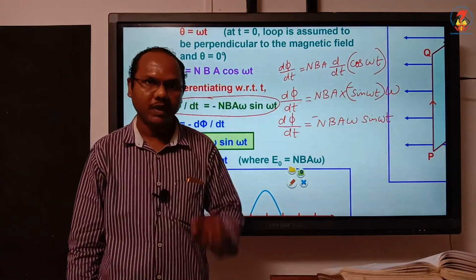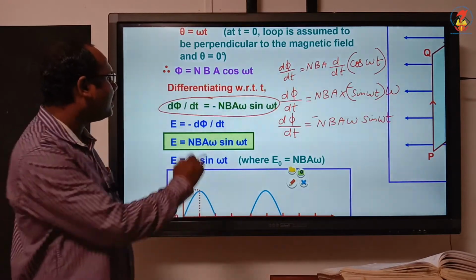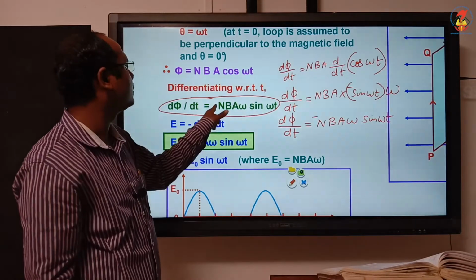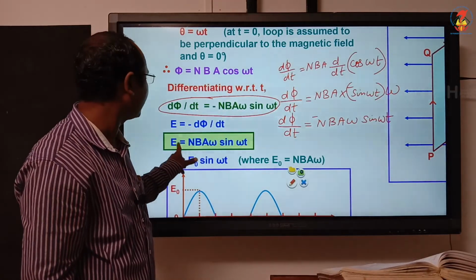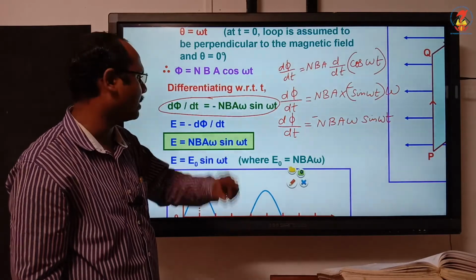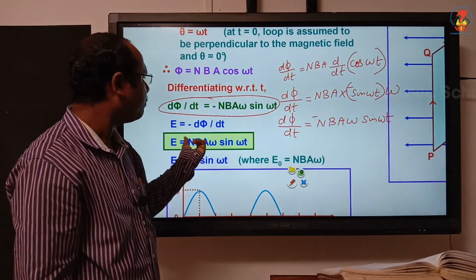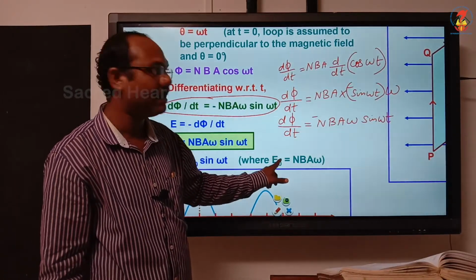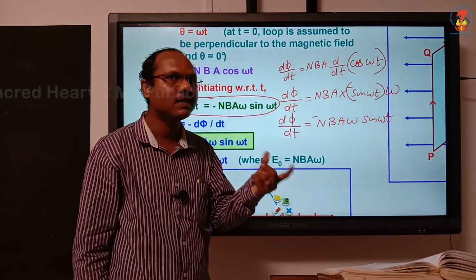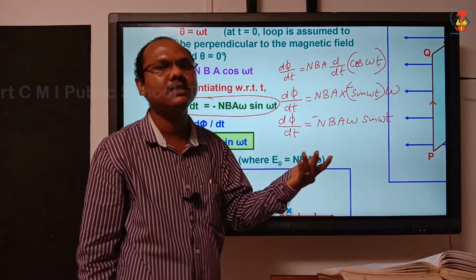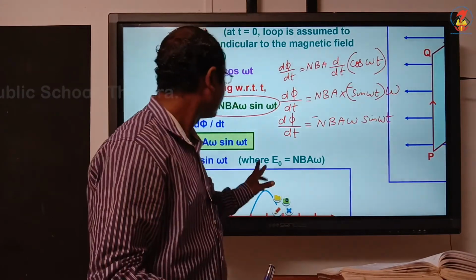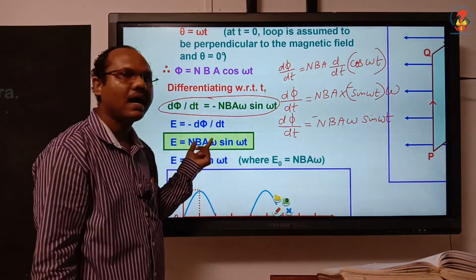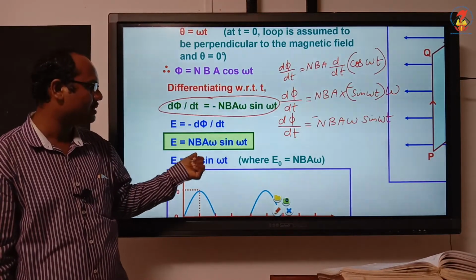Okay. Now E is equal to induced EMF, E is equal to minus of d phi by dt. Then this minus sign will go and you will get the answer as E is equal to NBA omega sin omega t. Now NBA omega is written as E0, that means maximum EMF. E0 is maximum EMF. Then I0 is maximum current. You can think like that. So E0 is written as NBA omega. So instead of NBA omega, I put E0 and my equation will be E is equal to E0 sin omega t.